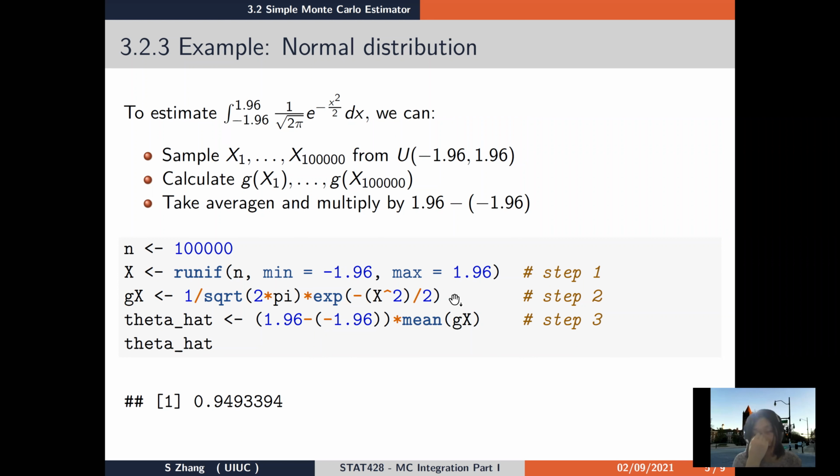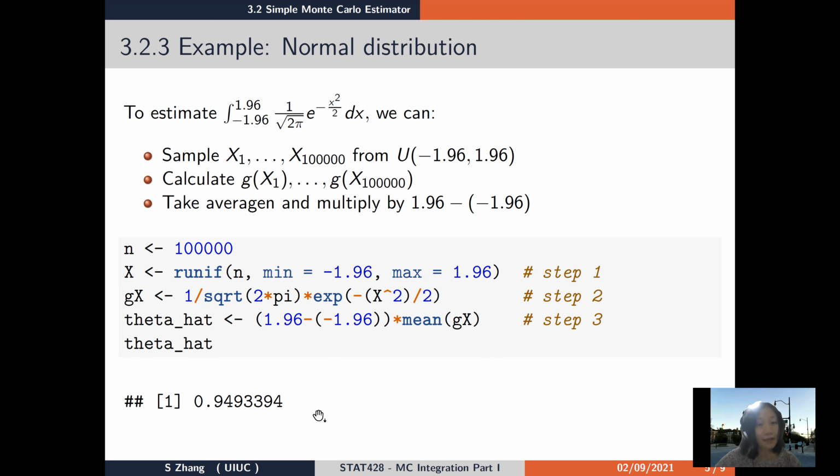Now we have evaluated the g function at each of the x draws, where x follows the uniform distribution between these two values. Now, we can take the arithmetic mean, the sample mean of the g of xi's, and then rescale it or multiply it by b minus a. And let's call this theta hat. So theta hat is equal to b minus a, 1.96 minus negative 1.96 times the mean of g x. This is our g x bar. And let's see whether the value of theta hat is close to 0.95.